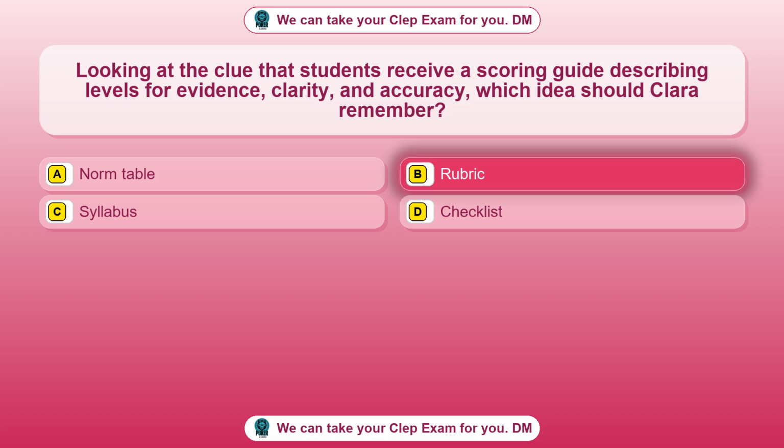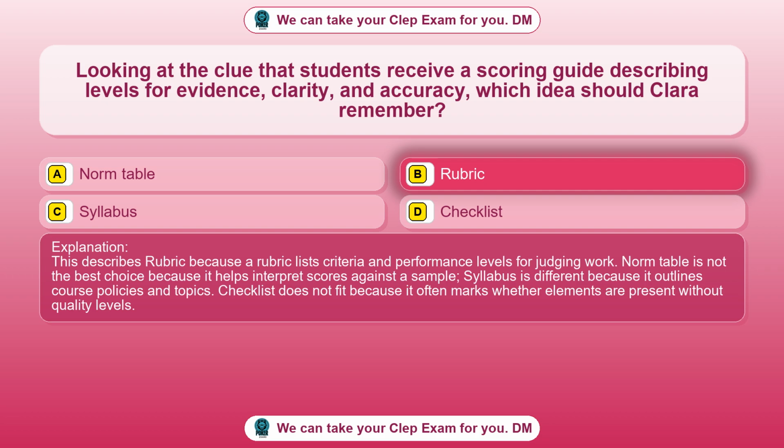Rubric. This describes rubric because a rubric lists criteria and performance levels for judging work. Norm table is not the best choice because it helps interpret scores against a sample. Syllabus is different because it outlines course policies and topics. Checklist does not fit because it often marks whether elements are present without quality levels.